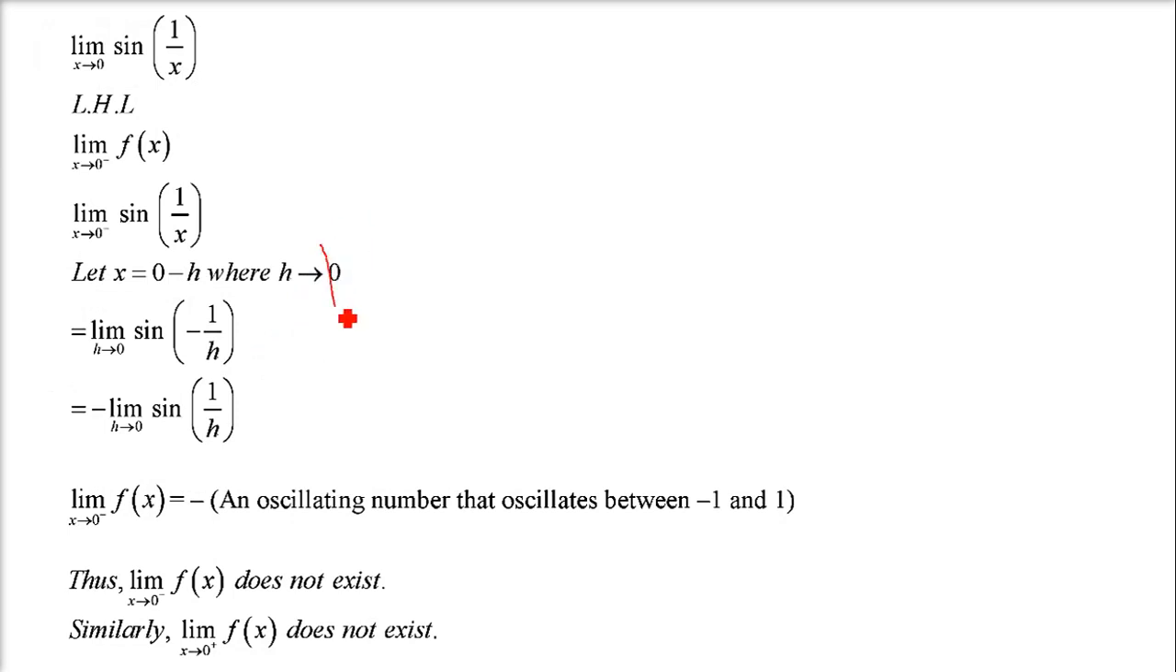This is question number 8. Show that limit x tends to 0, sine 1 by x does not exist. So if you see here, limit x tends to 0, sine 1 by x. Now if I put x as 0, whatever comes inside sine, 1 by 0 is infinite, and the value of sine will always be between minus 1 and 1.